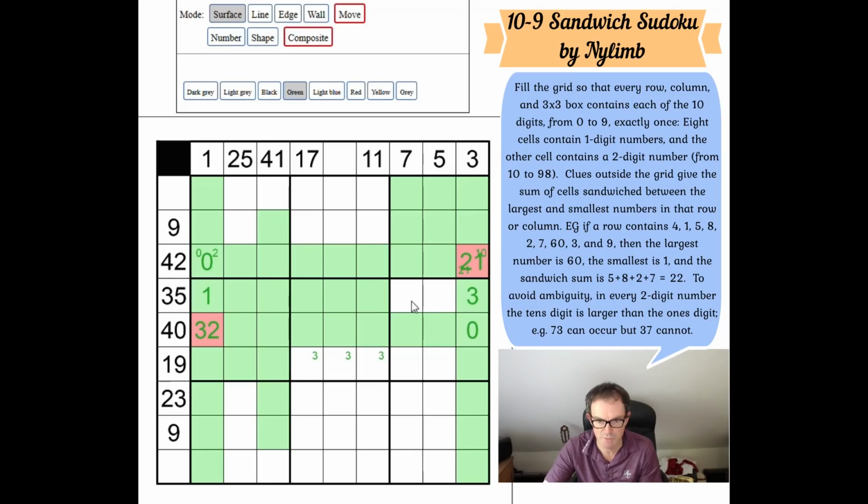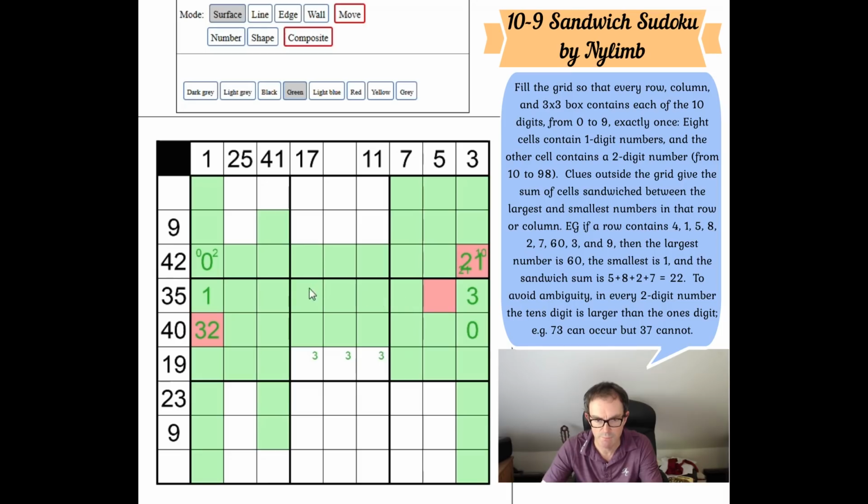So the crust is in one of these 2 positions. 1, 2, 3, 4, 5. So if it was here, the 1 would have to bound. No, it can't be there. It can't be there. Because if it's here, in order for 1 to bound the sandwich, which it would have to, because I need 5 cells inside the sandwich to get to 35, this square would have to contain a 0. This would have to be a 2-digit number that contains a 0, and it can't contain a 0. So I think this square has to be the 2-digit cell.